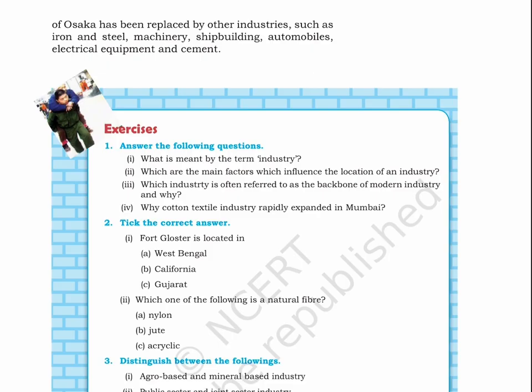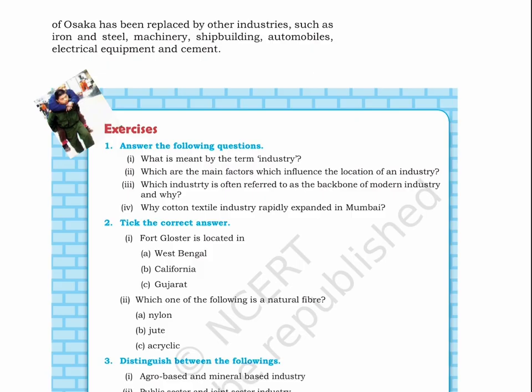Number 2. Tick the correct answer. First, Fort Gloucester is located in A. West Bengal, B. California, C. Gujarat. Second, which one of the given options is a natural fiber? A. Nylon, B. Jute, C. Acrylic. Number 3. Distinguish between the given points here.